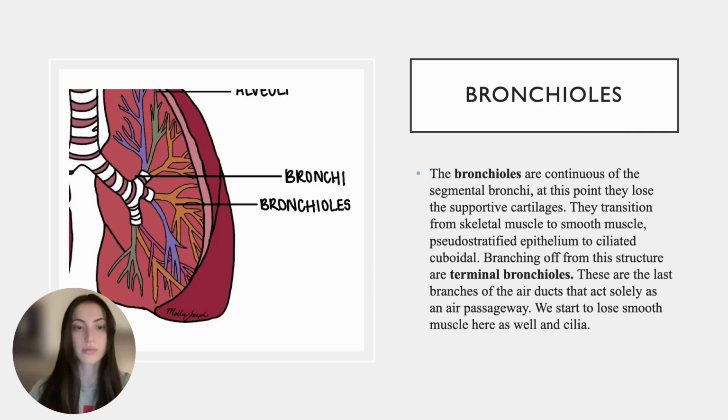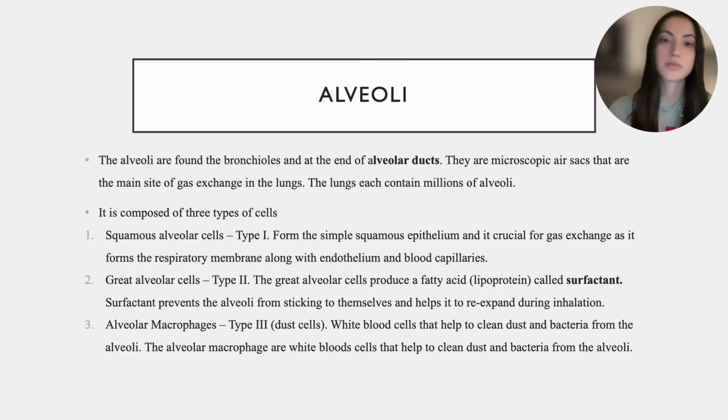After the bronchial tree, the bronchioles will be next, and the bronchioles are continuous with the segmental bronchi. At this point, they lose the supportive cartilage. They're much smaller. They transition from skeletal muscle to smooth muscle, and from pseudostratified epithelium to ciliated cuboidal cells, and branching off from the structure are the terminal bronchioles. These are the last branches of air ducts that act solely as an airway passage. We start to lose muscle here as well as cilia, just due to the really small size.